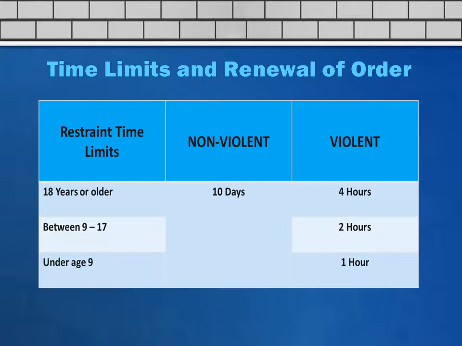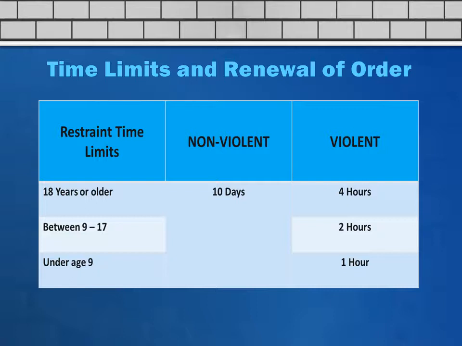A renewal for an order for nonviolent is 10 days, period, end of story, across the board, which is nice. It used to be 24 hours. And this is where it got us in trouble with the system ordering our restraints every 24 hours. And some people may be thinking that this is a very long time. However, you're thinking of medically restrained patients.